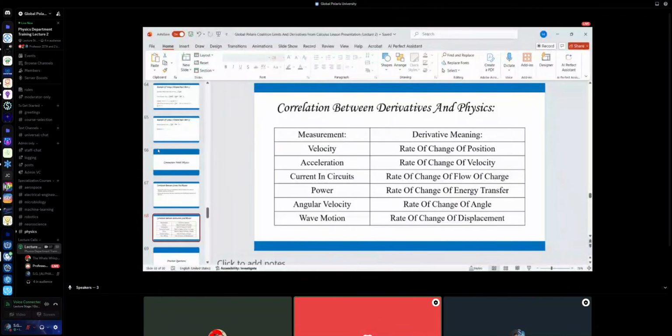As I said before, position to velocity to acceleration. The first derivative of position is velocity, and the second derivative, or derivative of velocity, is acceleration. The derivative of the flow of charge is current in circuits. Also power and energy transfer, and angular velocity for a given angle. Think of it like position and distance versus velocity. This is more angular motion, and wave motion is based on displacement.